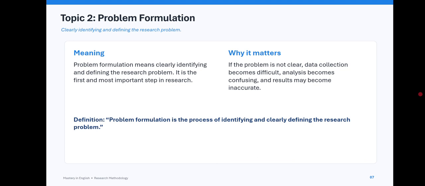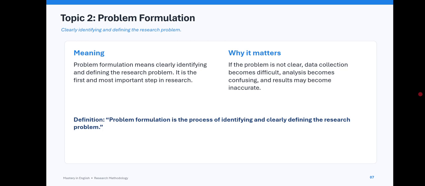Now come to the second topic. The second topic is problem formulation. So first of all, let's understand the meaning of problem formulation. Problem formulation means clearly identifying and defining the research problem. It is the first and most important step in research. Problem formulation is the process of identifying and clearly defining the research problem.